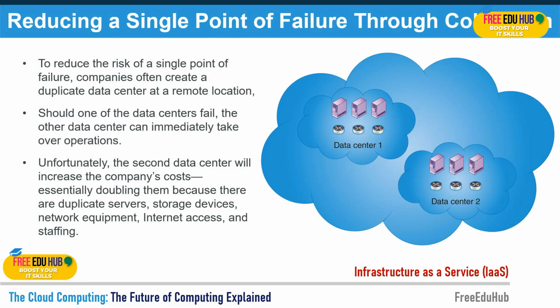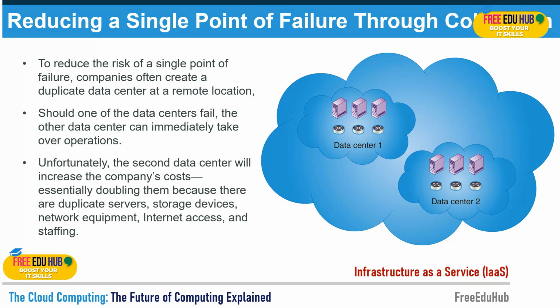Now, reducing a single point of failure through co-location. Single point of failure means that if everything is dependent on a single node, and if that node is disconnected, you'll have no connectivity at all. To reduce the risk of a single point of failure, companies often create a duplicate data center at a remote location, but it would cost them a lot. Should one of the data centers fail, the other data center can immediately take over the operation.